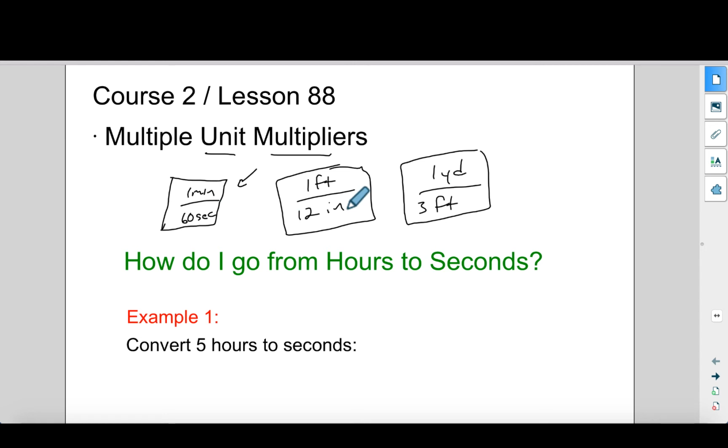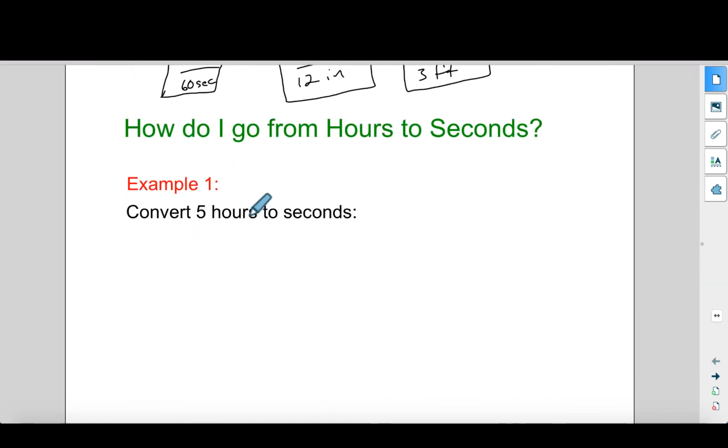I can go from one example to another. For instance, hours or minutes to seconds, feet to inches, foot to yards. So I can derive those things. All right, so let's go down to the first example. Convert 5 hours to seconds. Here's what I do.